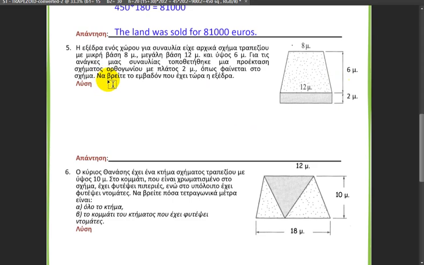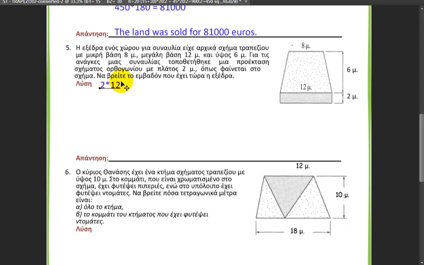So what do we want to find? We want to find the area of these two combined. So we're going to find the area of the trapezoid, then we're going to find the area of the rectangle, and then just add them. And that's all there is to that. Let's start with the easy one. We'll start with the rectangle.